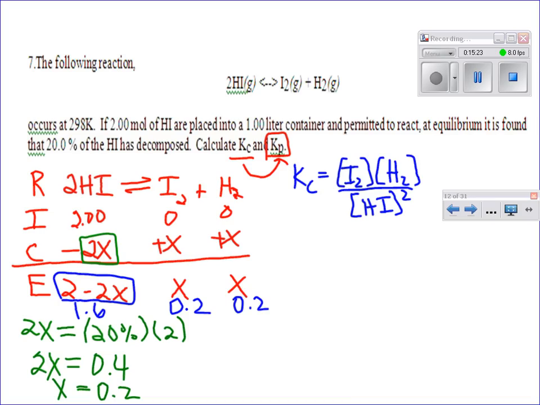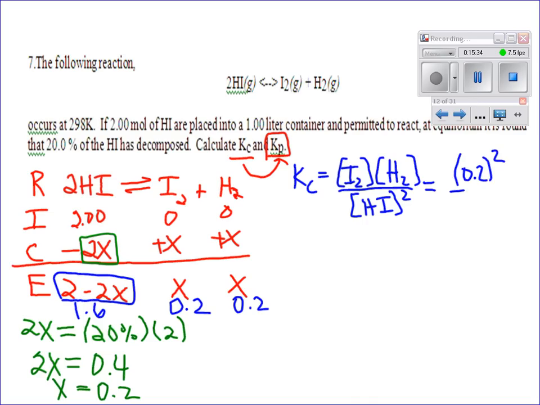Products over reactants raised to the coefficient in the balanced equation. There it is. And so I'm going to substitute all my stuff in, and I get 0.2 times 0.2 divided by 1.6 squared. And so my final Kc is going to be 0.016. Okay? But we're not done. We've got to convert to Kp.